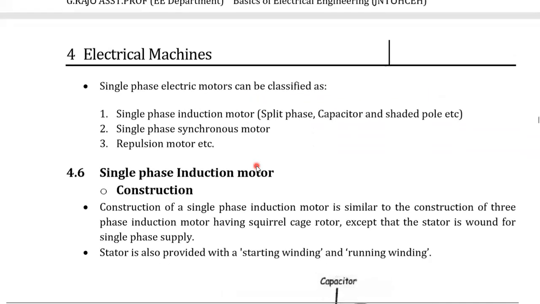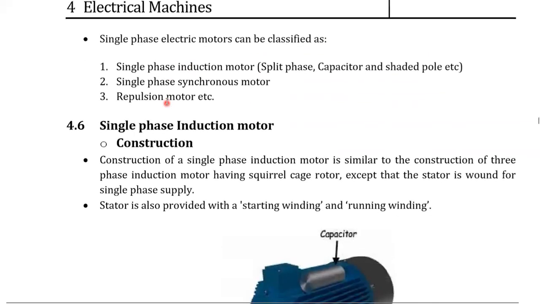Single phase induction motors are classified into split phase, capacitor, and shaded pole: the split phase induction motor, the capacitor start induction motor, the capacitor start and capacitor run induction motor, and the shaded pole induction motor. These are the different types of induction motor that come under single phase induction motors. Other types of single phase motors are single phase synchronous motors and repulsion motors.